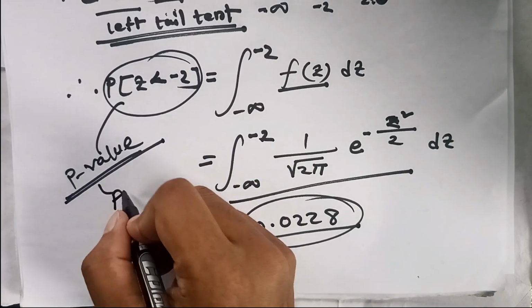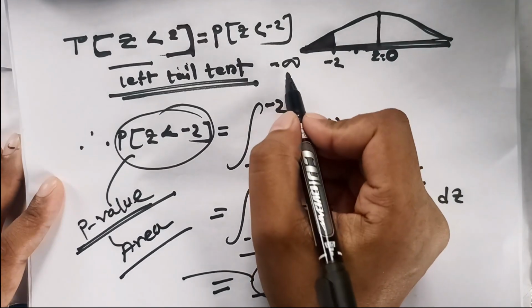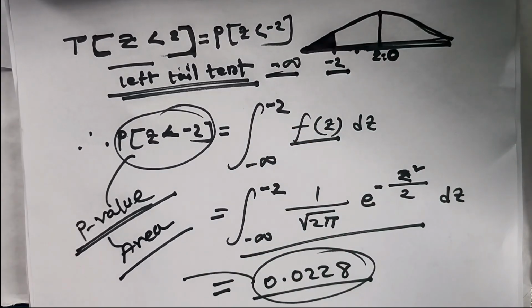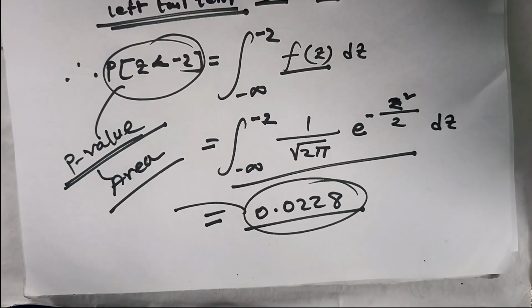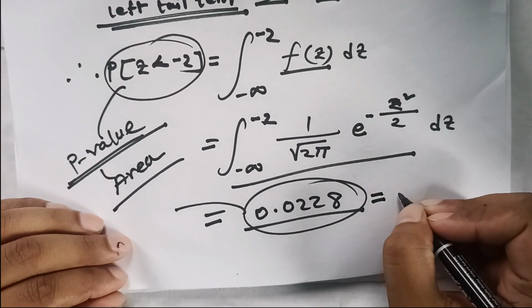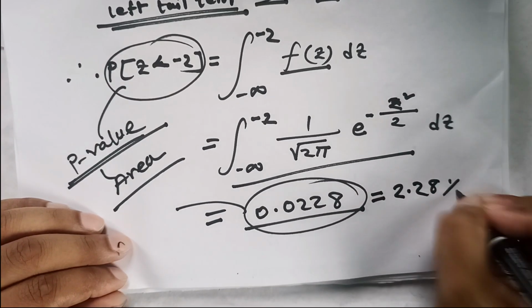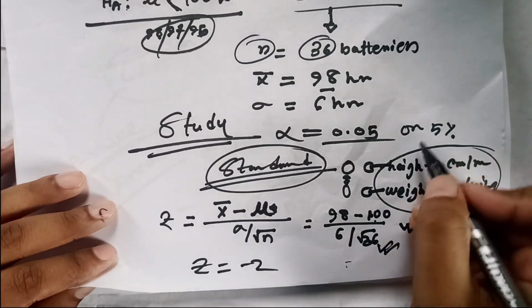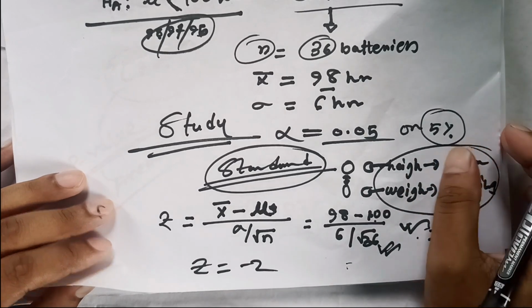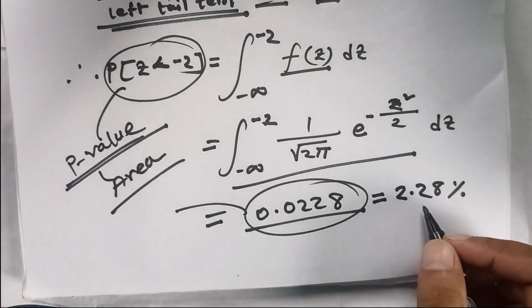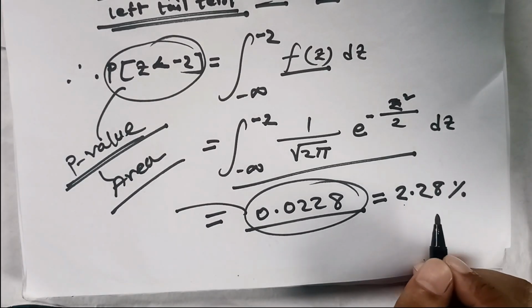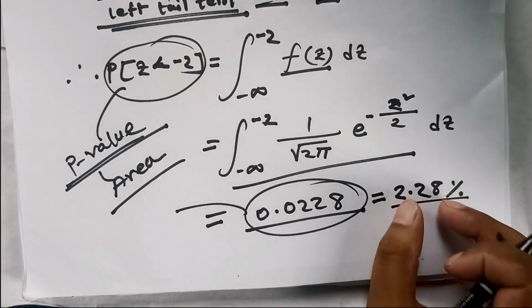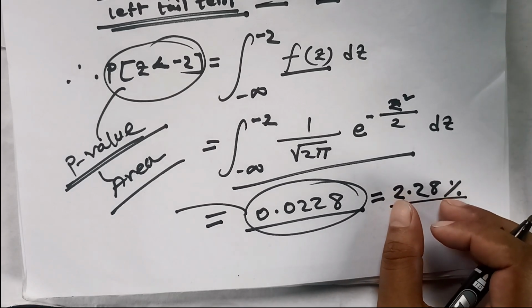So the p-value is actually an area, right? What area? Minus infinity to minus 2. Now if you convert it into a percentage, you will get 2.28%. If you remember, our given level of significance is 5%, and we are getting approximately 2%. So what does this 2% mean? Is it actually a p-value? And what does this p-value mean?